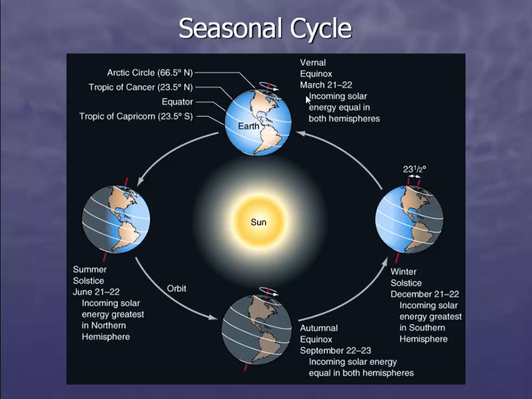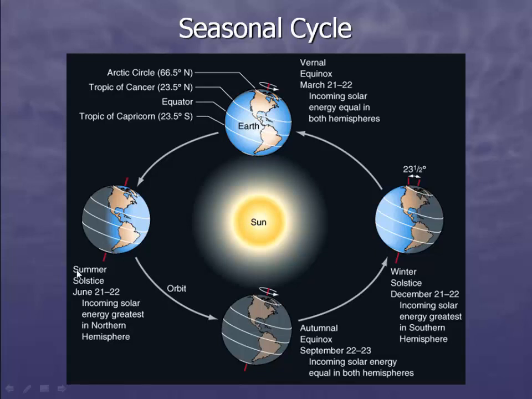That actually happens twice throughout the course of the year. Once on March 21st, the spring equinox, and once on September 22nd or 23rd, thereabouts, which is the autumnal equinox. So during the spring or vernal or fall or autumnal equinoxes, the North Pole is actually tilted at a right angle to the incoming solar radiation, and all locations experience 12-hour days and equivalent amounts of incoming solar energy.